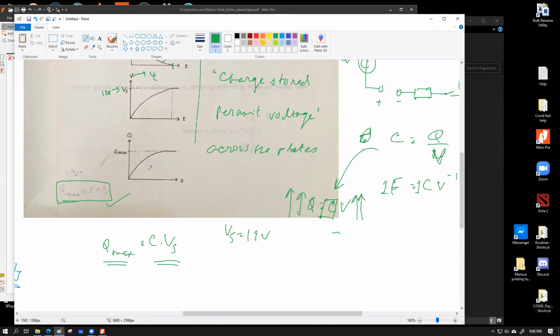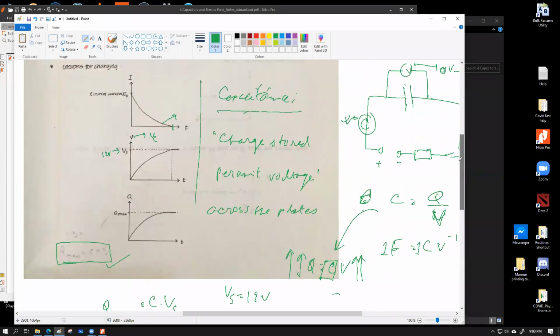To summarize, and after this I'm going to take some more questions: whenever the capacitor is charged from neutral, its stored charge slowly increases, with a decreasing gradient, and it can have a maximum charge where Qmax equals C, the capacitance, times the source voltage. The maximum voltage that the capacitor can get is the source voltage.